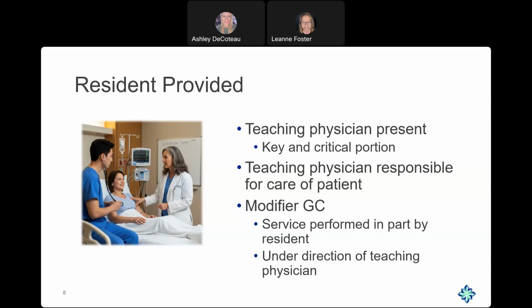We did have a few questions asking if this would apply for federally qualified health centers or FQHCs, and yes, this could apply. So the facility would have to be receiving payment from a graduate medical education program, and modifier GC may be used for services provided by the resident when the teaching physician is physically present for the service.